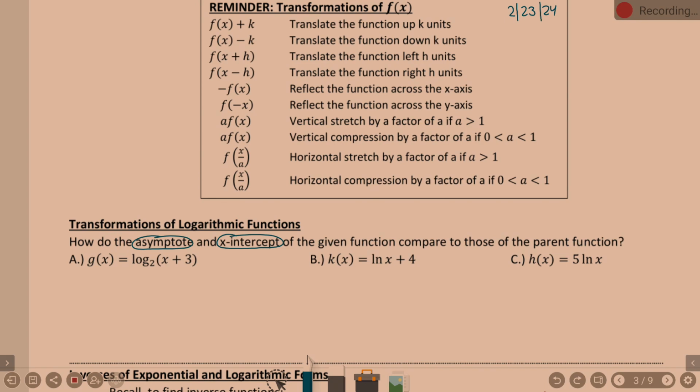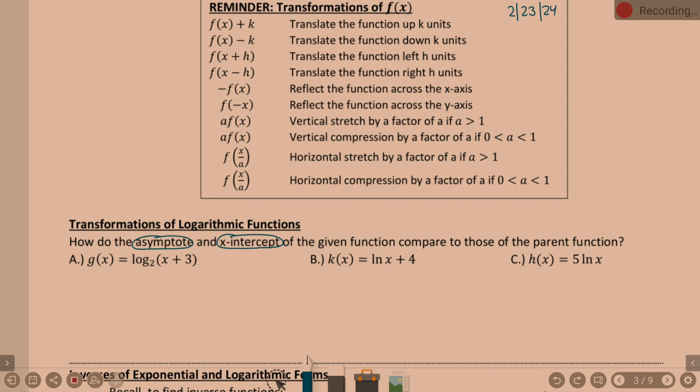So A, g of x equals log base 2 of x plus 3. I want to talk about just what's this graph going to do. Using our chart, log base 2 of x plus 3. What are you seeing being done to this log graph? What do you think, Toph? Translated left 3. Left 3, because what do we see? We see a plus 3 in the parentheses.